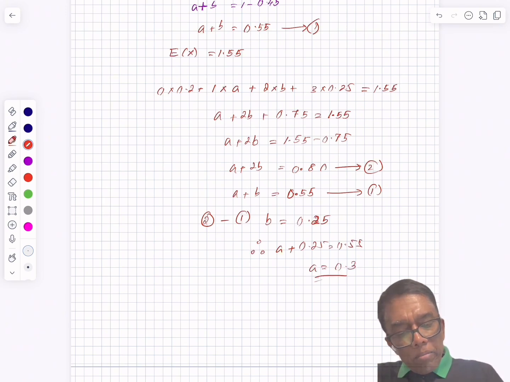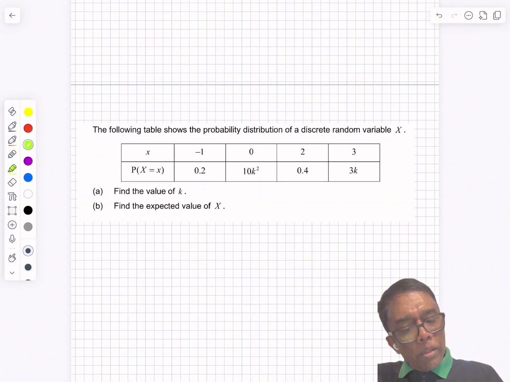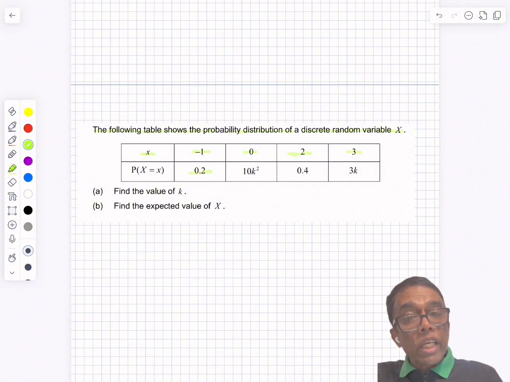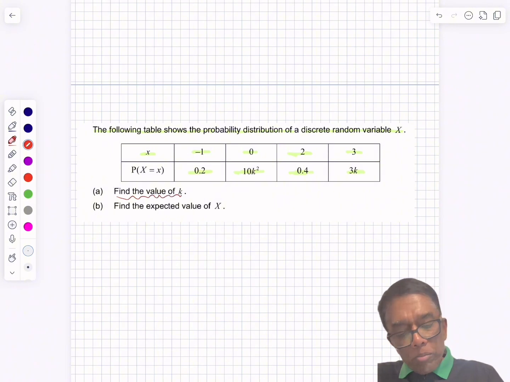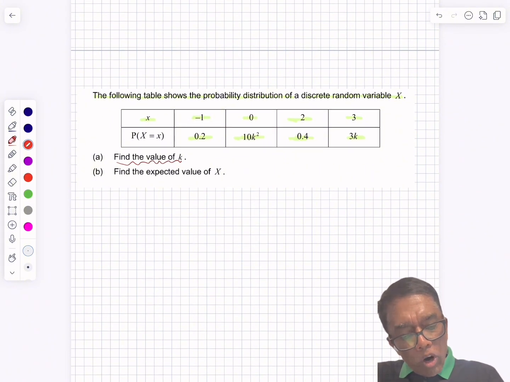The second example. The following table shows the probability distribution of a discrete random variable X. The X values are -1, 0, 2 and 3, with probabilities 0.2, 10k squared, 0.4, 3k. Find the value of k. Since it is a probability distribution, the total probability 0.2 plus 10k squared plus 0.4 plus 3k is equal to 1.